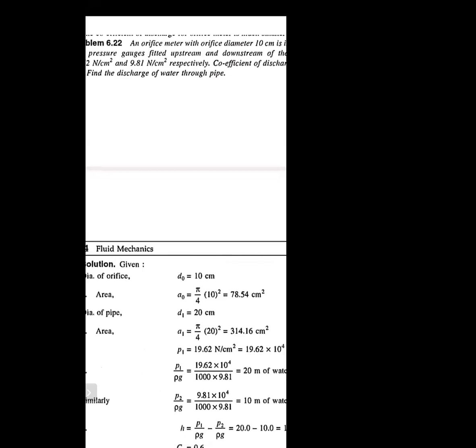Here water is flowing through that pipe. In the previous problem that we had taken for the Venturi meter, the pipe carried oil.